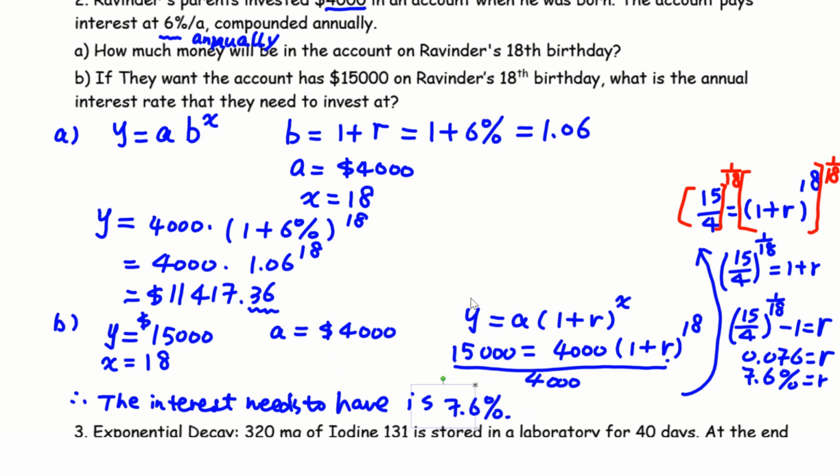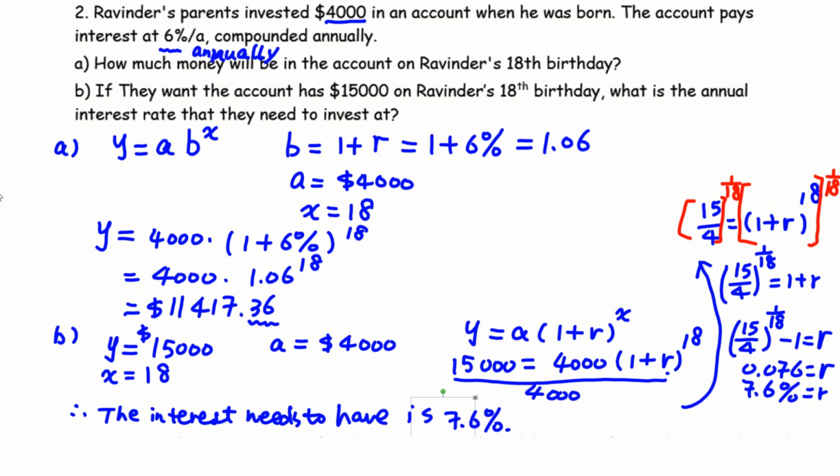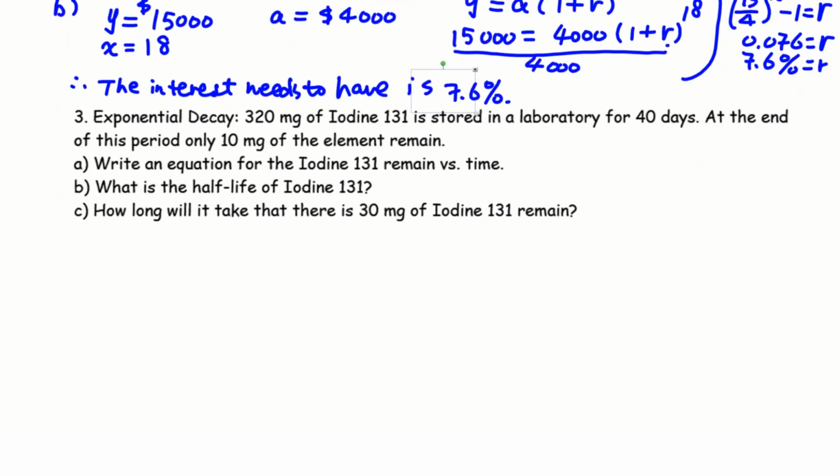Okay, so this is exponential growth involving investment. So the A value is the initial value and B is the growth factor, 1 plus growth rate. So when you want to solve for the interest rate, we keep moving the numbers to the other side, isolating r, because r appears only once. So this is example 2, applications of investment for exponential growth.